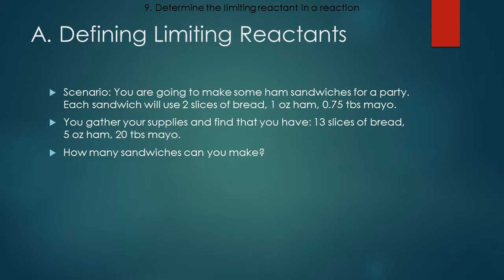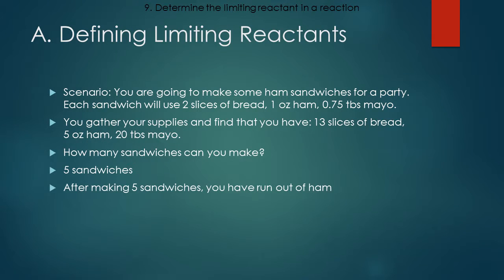I suppose you've had a chance to think about this now, and the answer is 5. You could make 5 sandwiches. The reason is that after you've made your 5th sandwich, you've run out of ham. Notice that each sandwich will contain 1 ounce of ham, and you have 5 ounces, so once you make your 5th sandwich, you're out of ham.